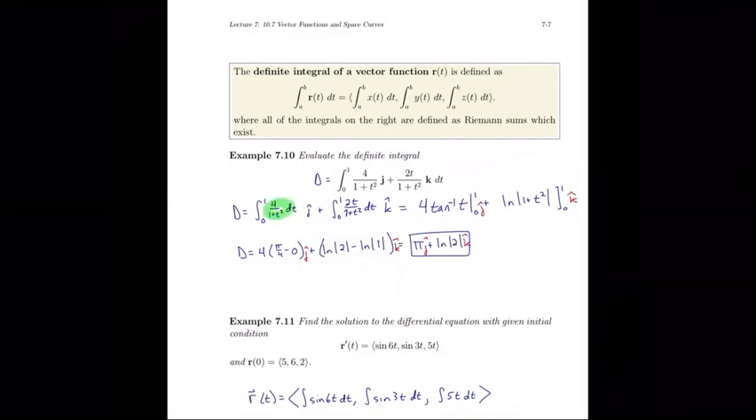We can use trig substitution to integrate this first integral, or you can just remember that the antiderivative of 1 over 1 plus t squared is arctangent of t. The other way to do that is trig substitution, or just recalling what the derivative of arctangent of t is too. That's another nice way to get there.